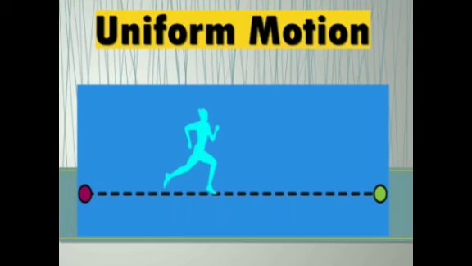Have you got it? So what is uniform motion? A body is said to be in a uniform motion if it travels in a straight line and covers equal distance in equal intervals of time. Now this is all about uniform motion.